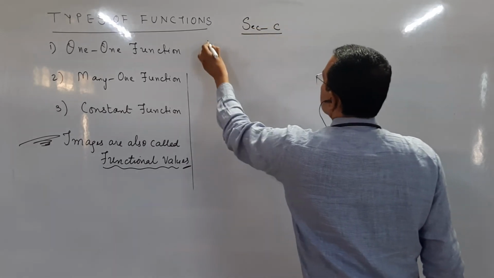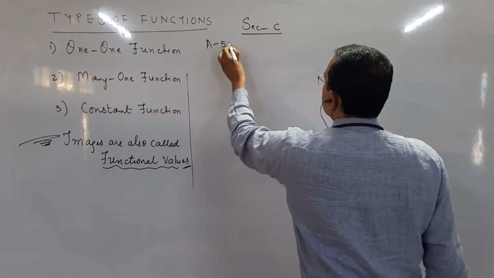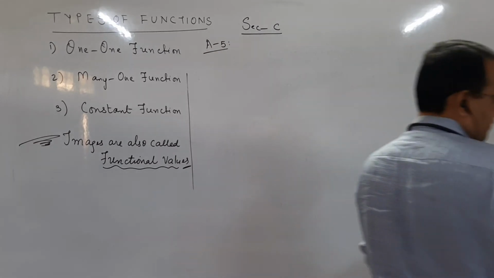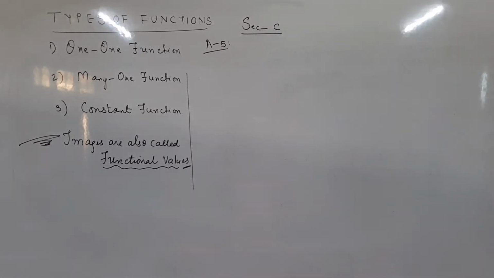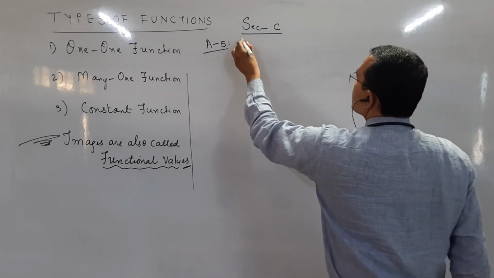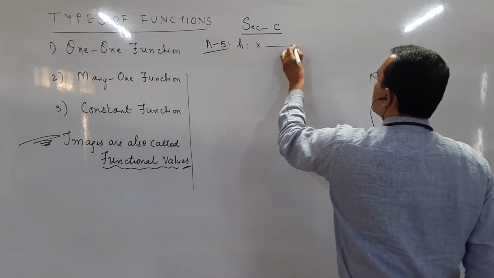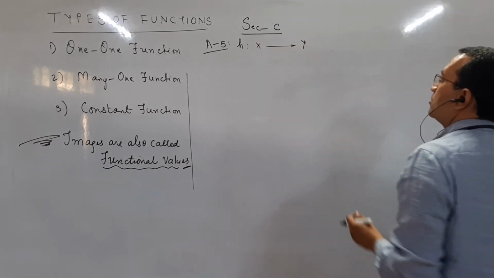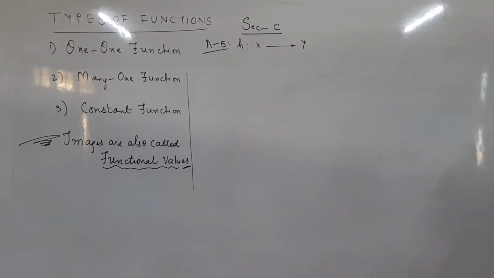Section C. Answer 5. Now, h is a function defined from x to y. First, let us collect the data. H is a function defined from domain x to codomain y.